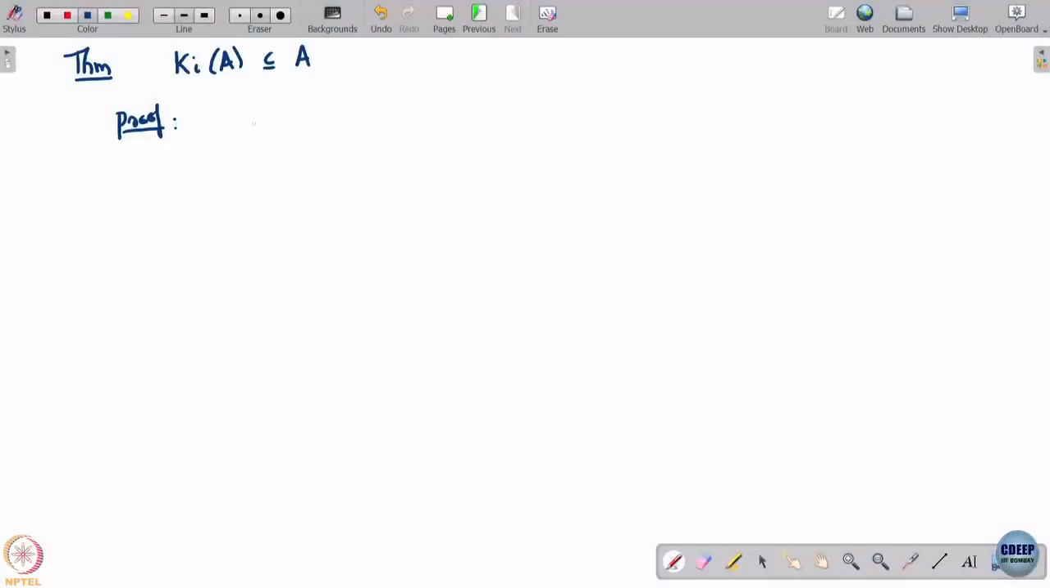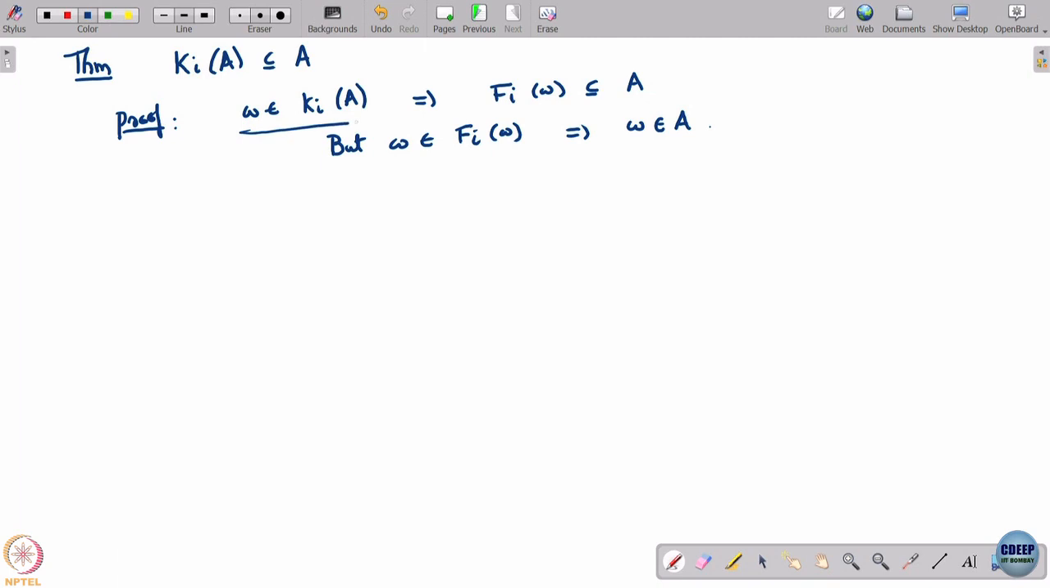Okay, so this is a quick proof. Omega belongs to Ki of A, which means basically that Fi of omega is a subset of A, but Fi of omega is the element of the partition that contains omega. But omega is always in Fi of omega, which means omega is in A. So we start off from any omega in Ki of A, we get that omega must be in A.